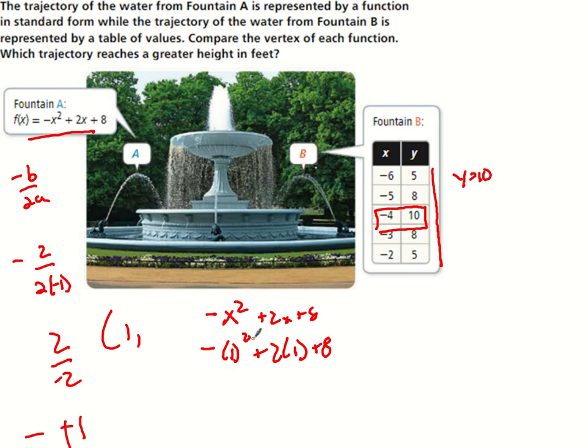Positive 1 squared is positive 1, but then I'm multiplying it by that negative 1 a value. So that's why this is going to end up being a negative 1. 1 squared is positive 1, and then positive 1 times negative 1 is negative 1. Plus 2 plus 8, and that's going to give me a total of 9. So this fountain gets to 9 feet. This one gets to 10 feet. So fountain B reaches the greater height.